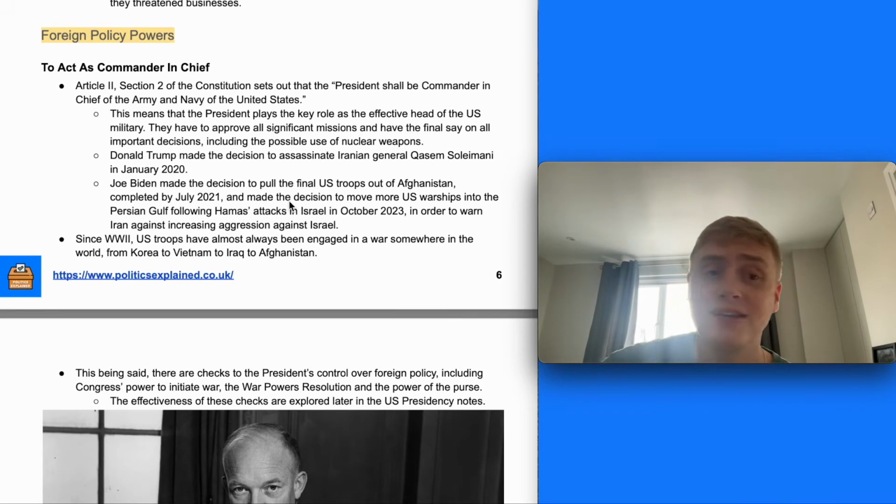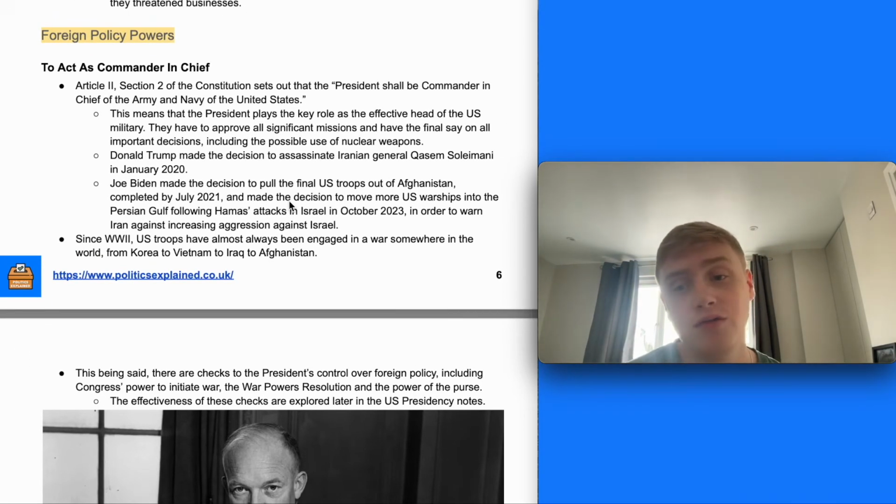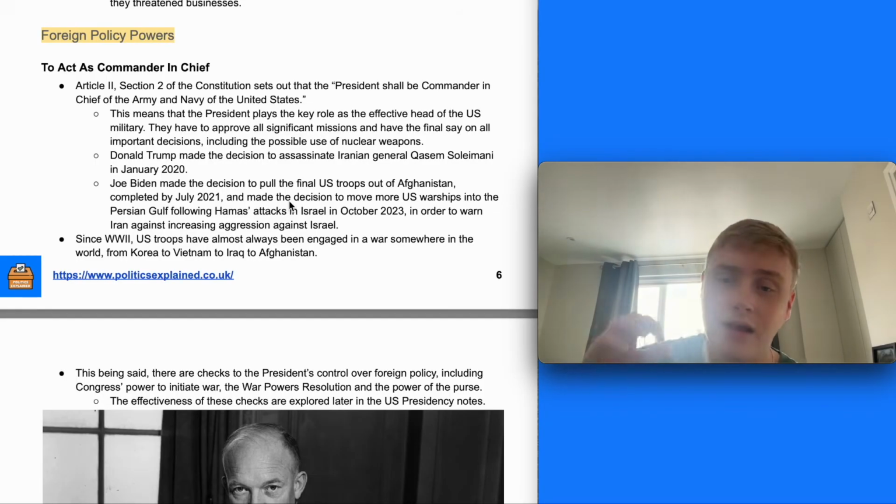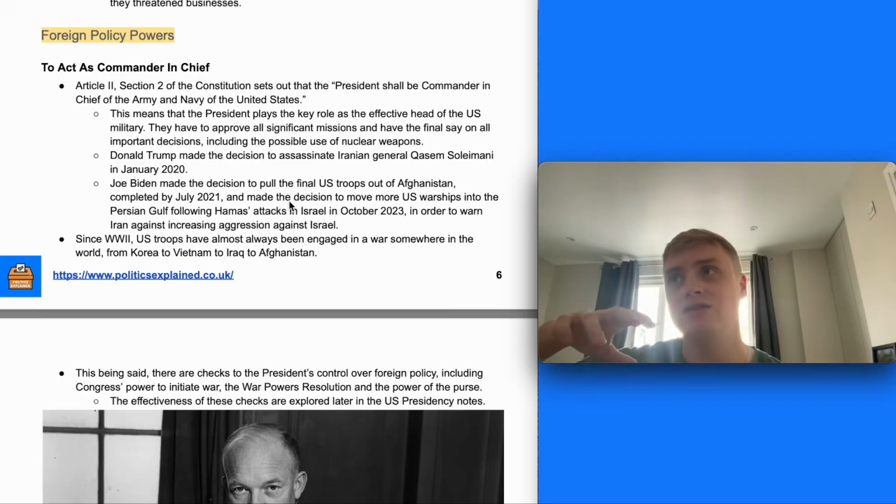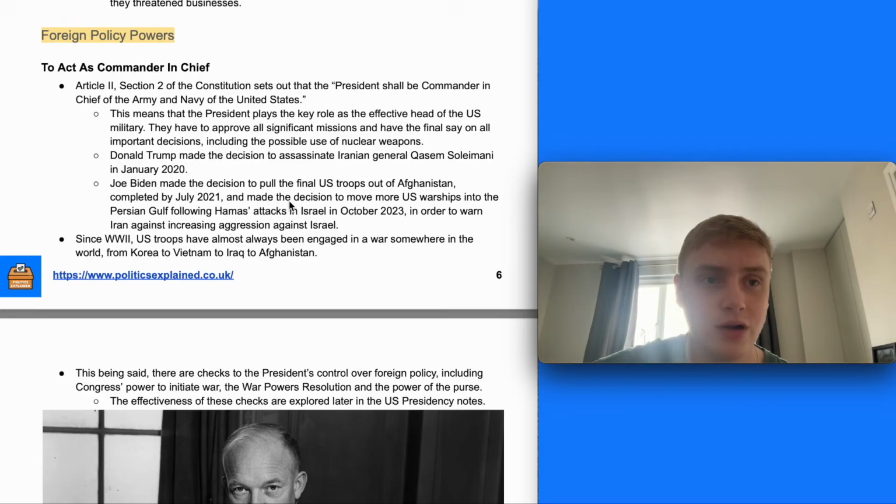The president also has key foreign policy powers, so we'll have a look at this in a lot more detail when we look at the foreign policy lesson that's going to be on the presidency, but also comparing foreign policy powers for the president compared to Congress.